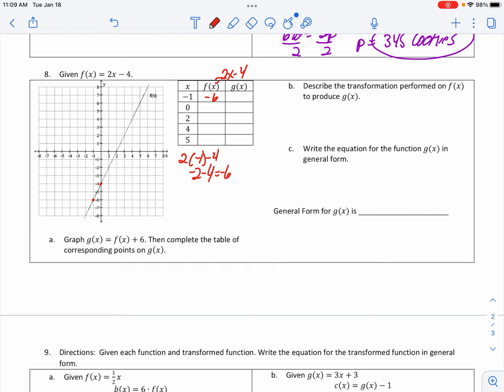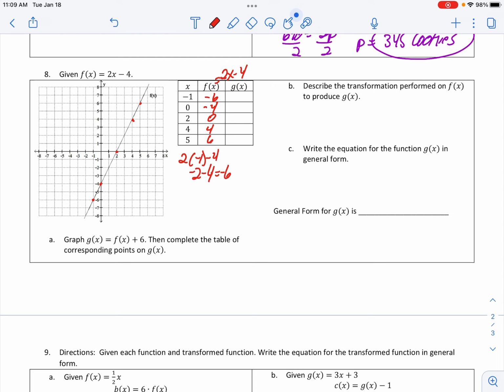0 is at 0, negative 4. 2 is at 2, comma 0. 4 is at 4, comma 4. And 5 is up here at 5, comma 6.